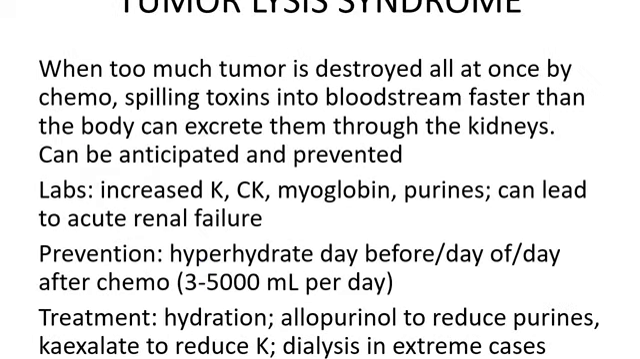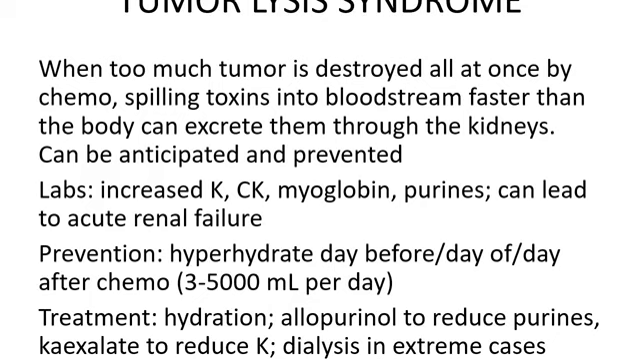Tumor lysis syndrome. So we have too much tumor destroyed all at once by the chemo, which spills toxins into the bloodstream faster than the body can excrete them through the kidneys. We can anticipate it and we can prevent it. Our labs are going to show increased potassium, CK, myoglobin, and purines, and all of these can lead to acute renal failure because they clog up your renal tubules.